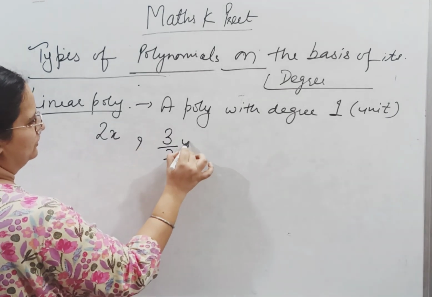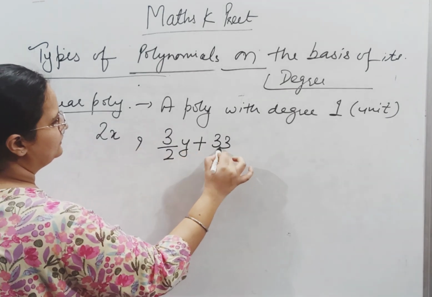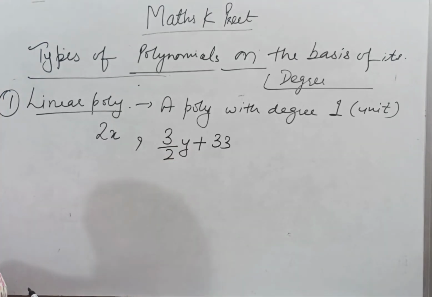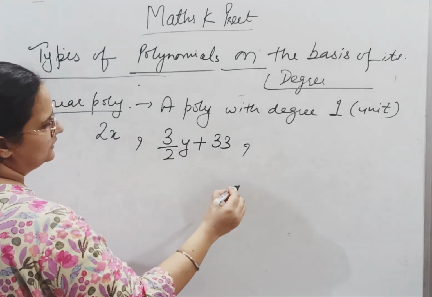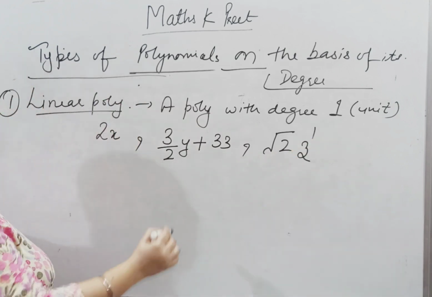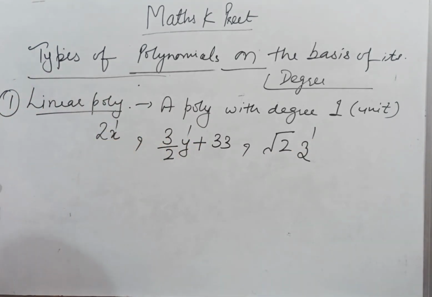3 by 2 y plus 33. Here degree is what? This is a polynomial in y. Degree is 1. Or root 2 z. Degree is what? 1. So these were the examples for linear polynomial.